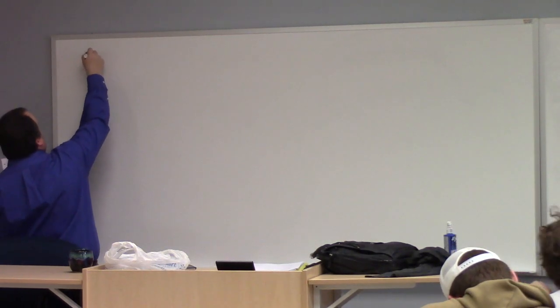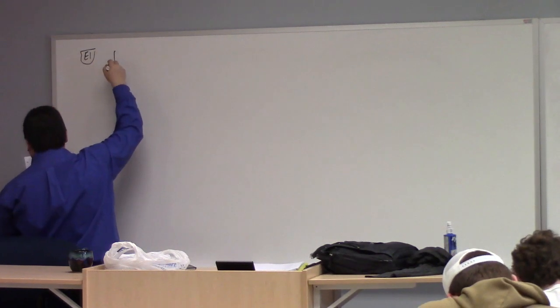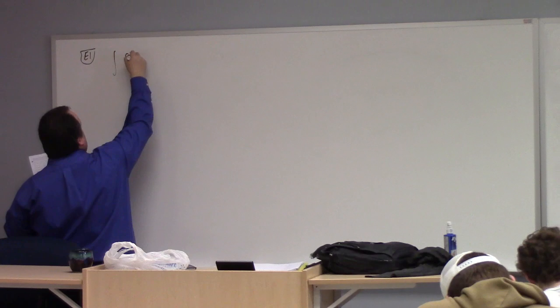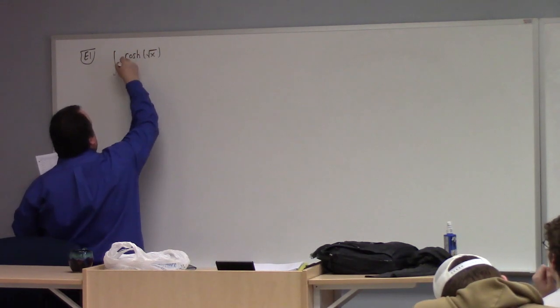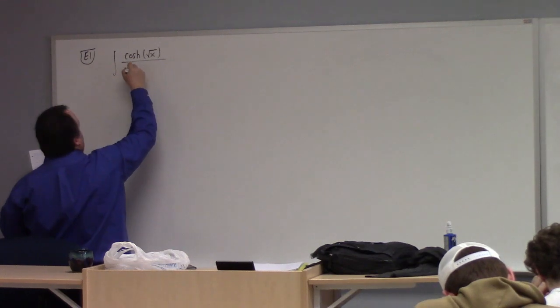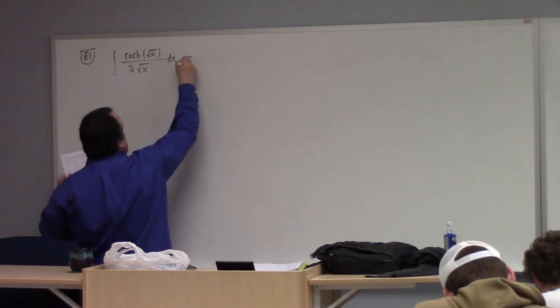I will try to bring a diversity of examples here today. I will use some of the homework problems for this purpose. Example 1. Suppose we're trying to find the integral of the hyperbolic cosine of the square root of x divided by 2 times the square root of x dx.